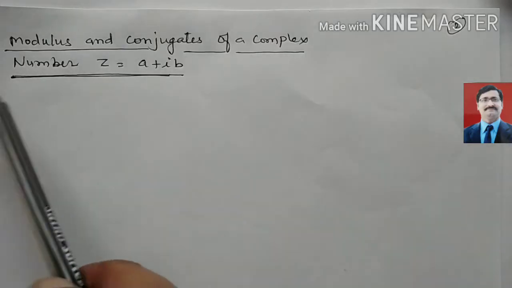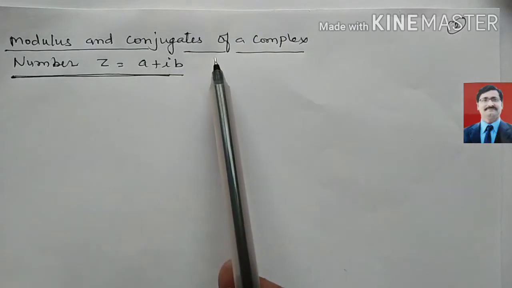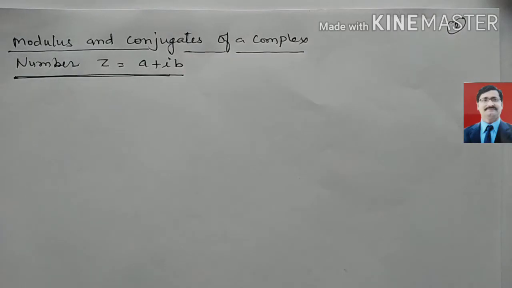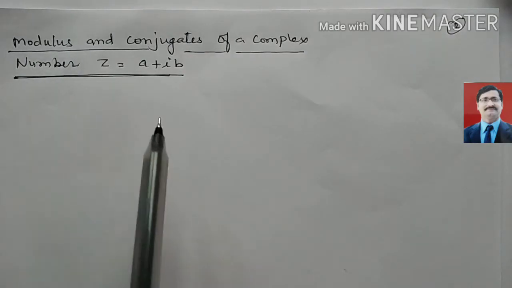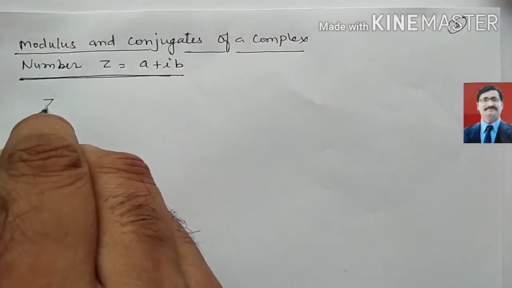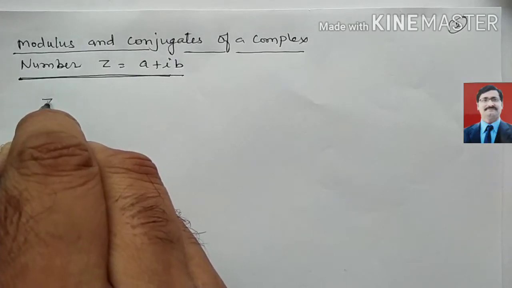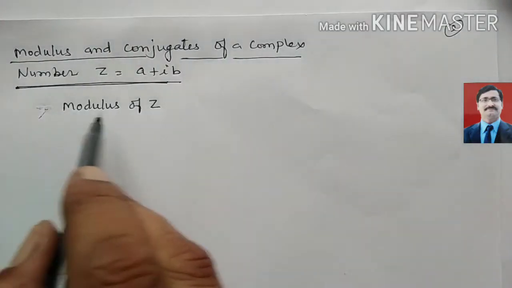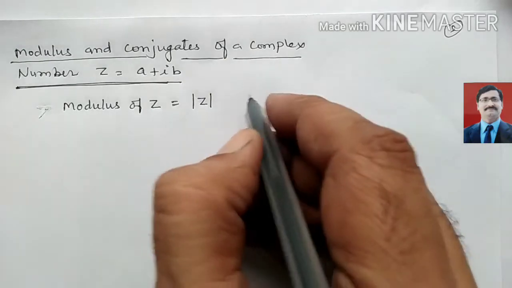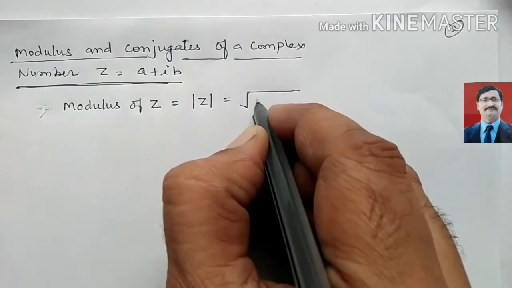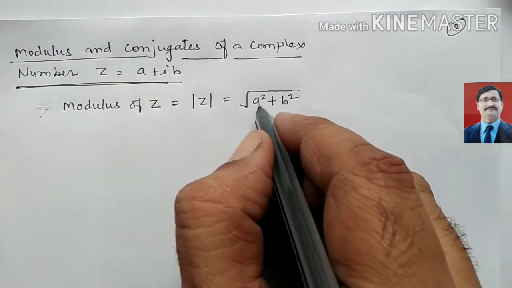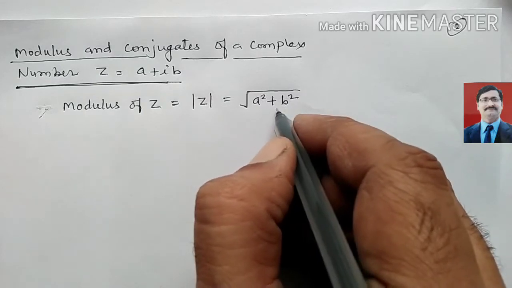Now look here, we will do the modulus and conjugate of a complex number z equal to a plus iota b. Here z is given to you as a plus iota b and you have to find the conjugate and modulus. So first of all we will find the modulus. Look here, if this z is given to you, you can write the modulus of z in this format. Modulus of z is equal to root of a square plus b square, or you can say the square of the real part plus the square of the imaginary part.